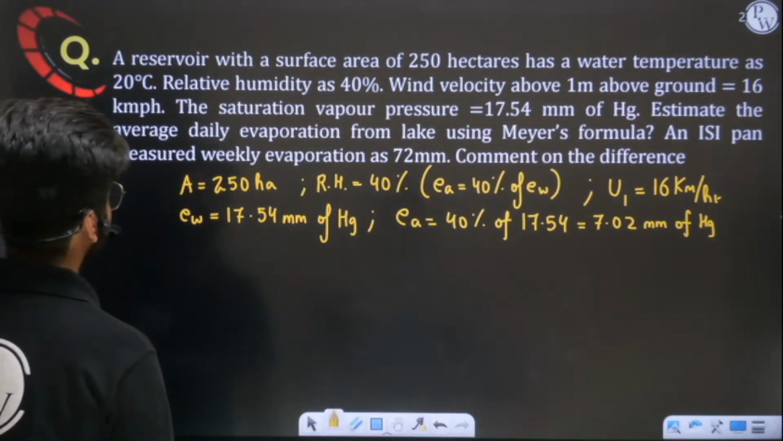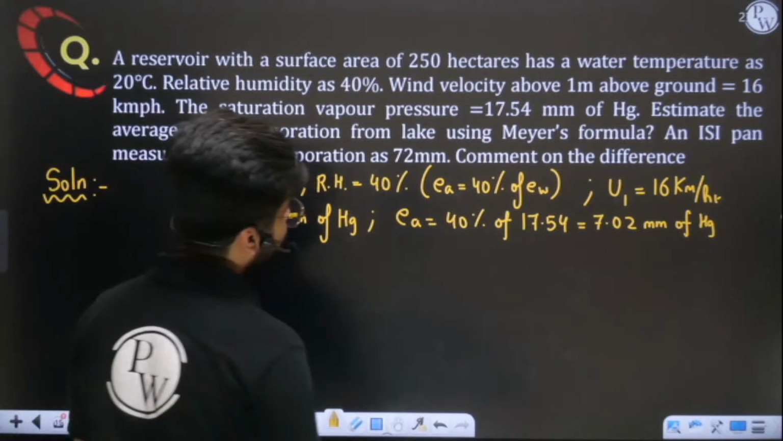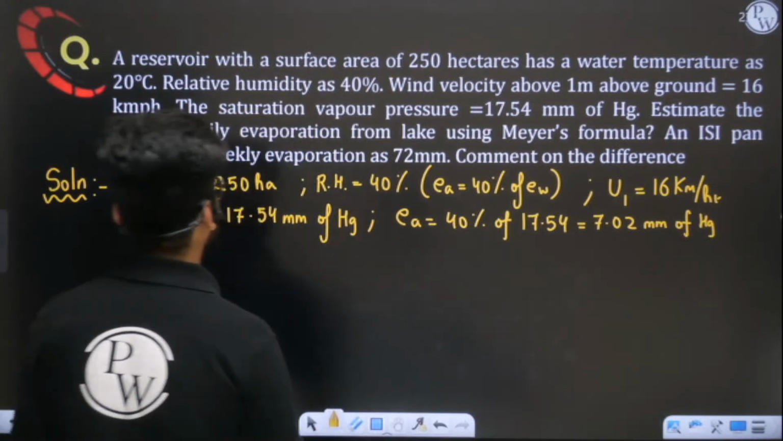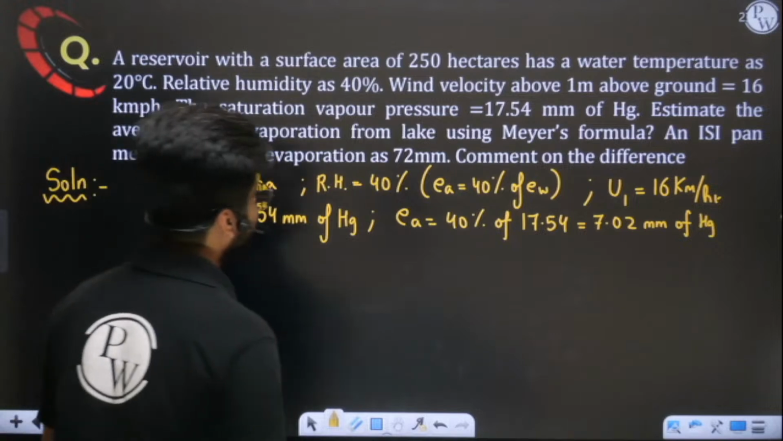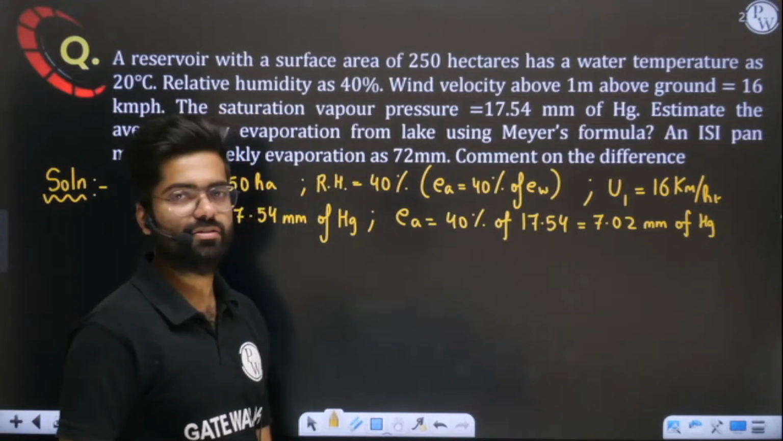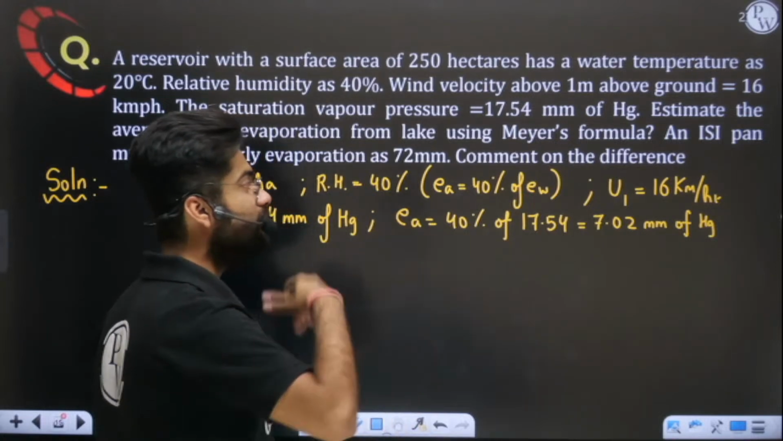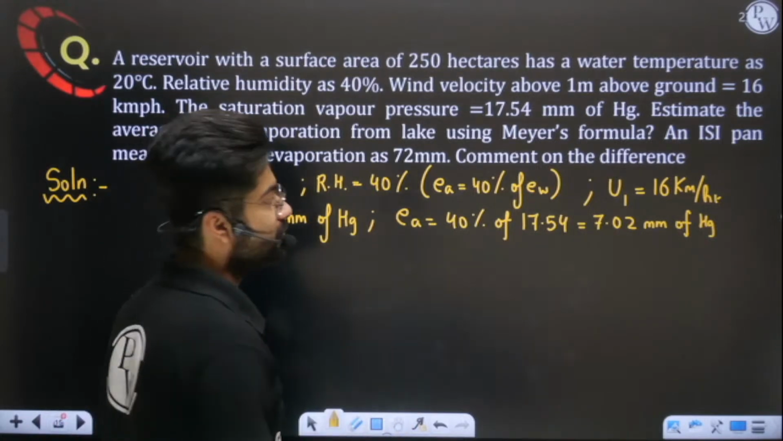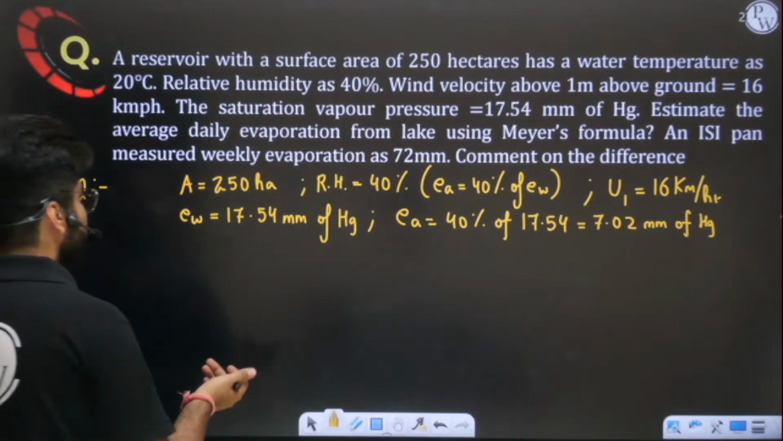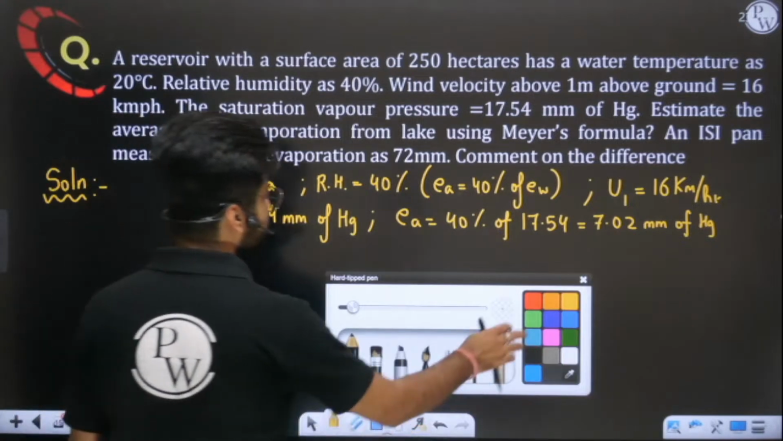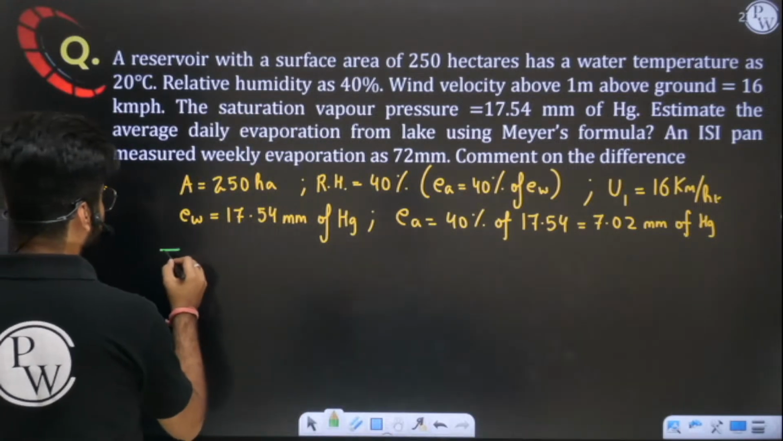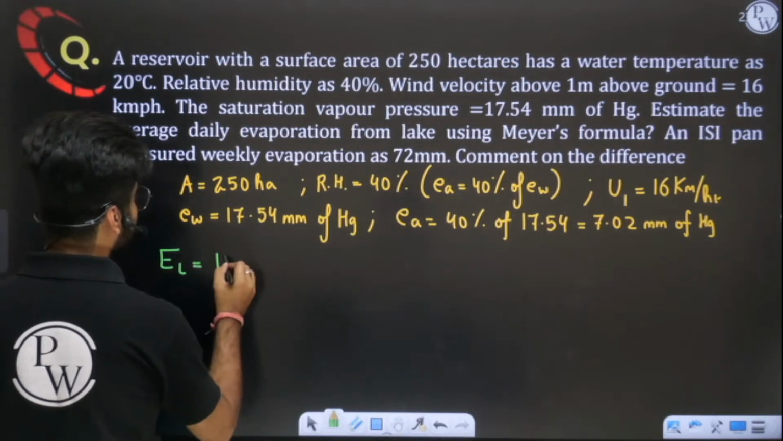Estimate the average daily evaporation from the lake using Mayer formula. And the ISI pan measured weekly evaporation as 72 mm. Comment on the difference. So the ISI pan has also measured the evaporation here, and Mayer formula will also measure the lake evaporation. So we'll see how much difference is there. But first, let us use Mayer's formula.